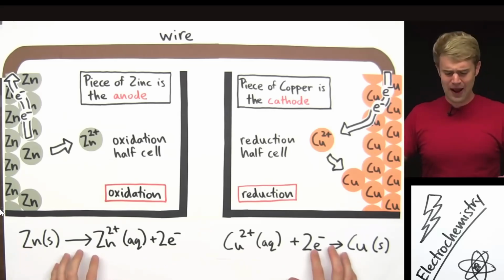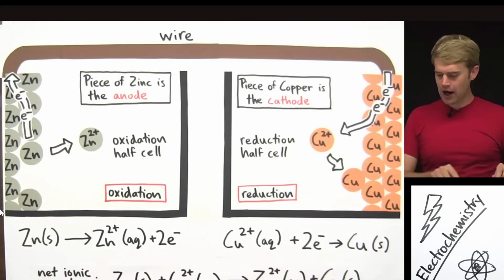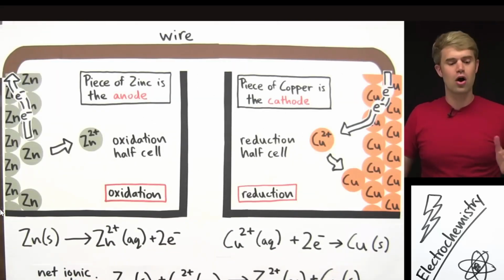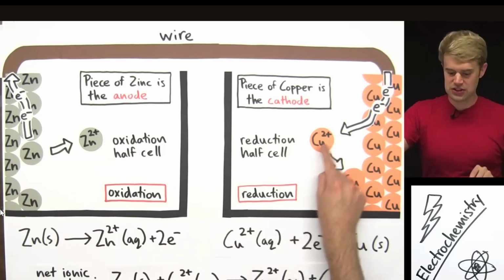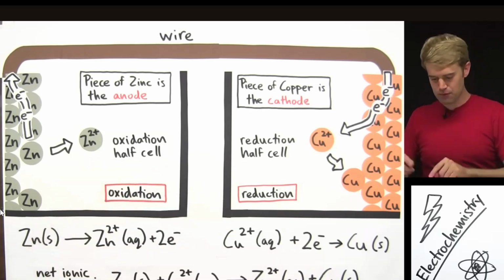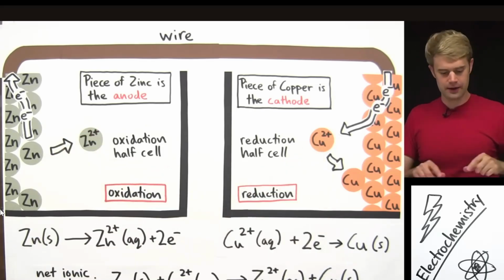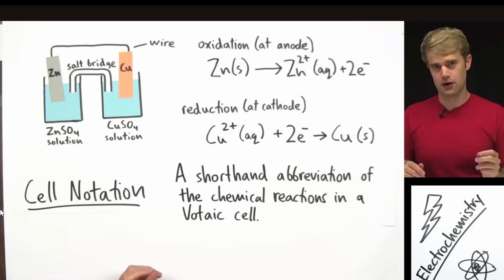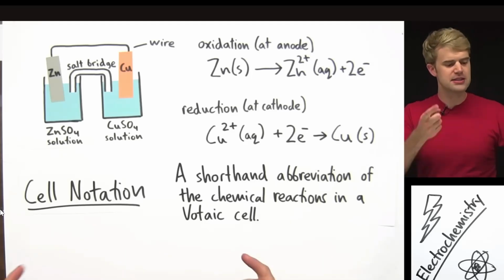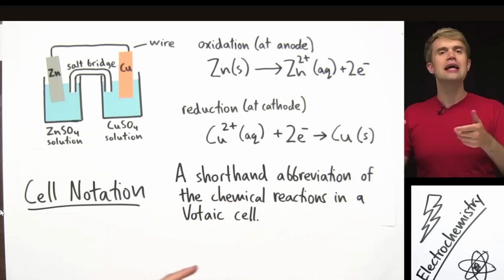Anyway, we have these 2 half reactions, and we can put them together to get a net ionic equation, which shows the overall oxidation and reduction process. We start with solid neutral zinc and Cu2+ ion, and then at the end of the process, we're left with Zn2+ ion, and then we have solid copper. This is the net ionic equation that we get from adding together these 2 half reactions. Now, when we're talking about voltaic cells, we're often asked to represent them in cell notation, which is a shorthand abbreviation of the chemical reactions in the voltaic cell.